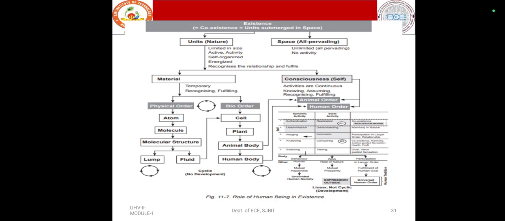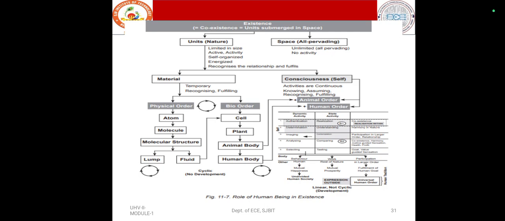So this we've already discussed in the context of body and self, right? Knowing and assuming distinguishes consciousness units from material units, as knowing and assuming is seen only in consciousness units but not in material units. So we can observe these two characteristics in all material units. Take for example air, water, soil, metal, etc.